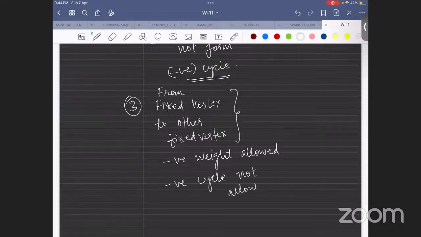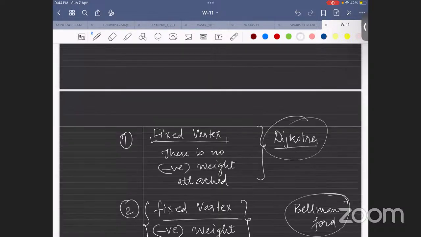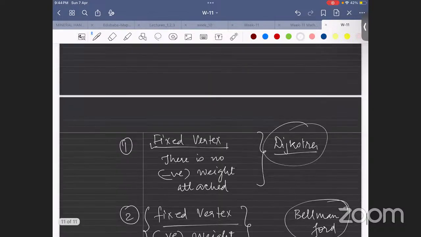Here also, which algorithm will we be using? The Warshall algorithm, you can use it. Here we are using the Bellman-Ford. We'll deal with the Dijkstra algorithm today.